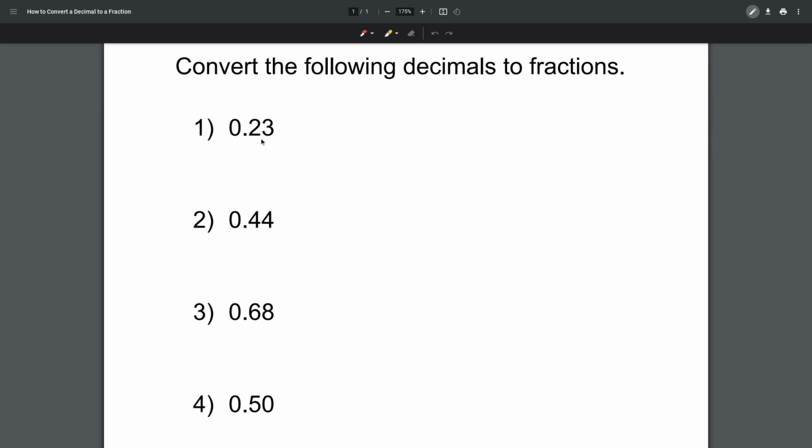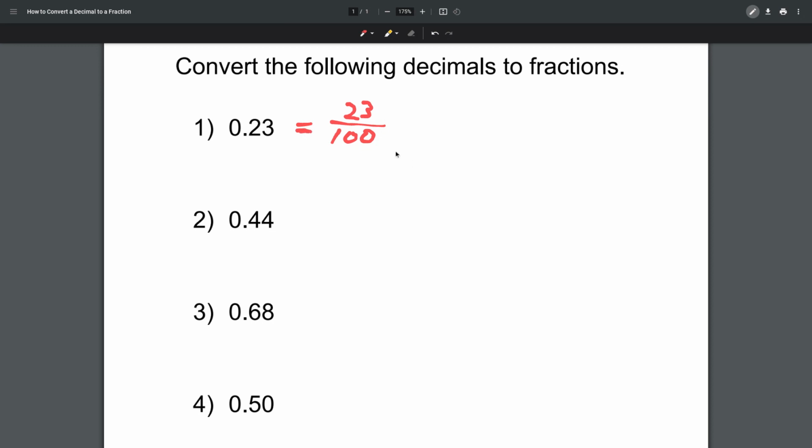We have 0.23. So the first thing I'm going to do is write the number after the decimal point, because this is the tens place and this is the hundreds place. It goes to the hundredths place. I'm going to write it as a number over 100. So I'm going to write 23 over 100. And then I've got to look, well, can I simplify that any bit?